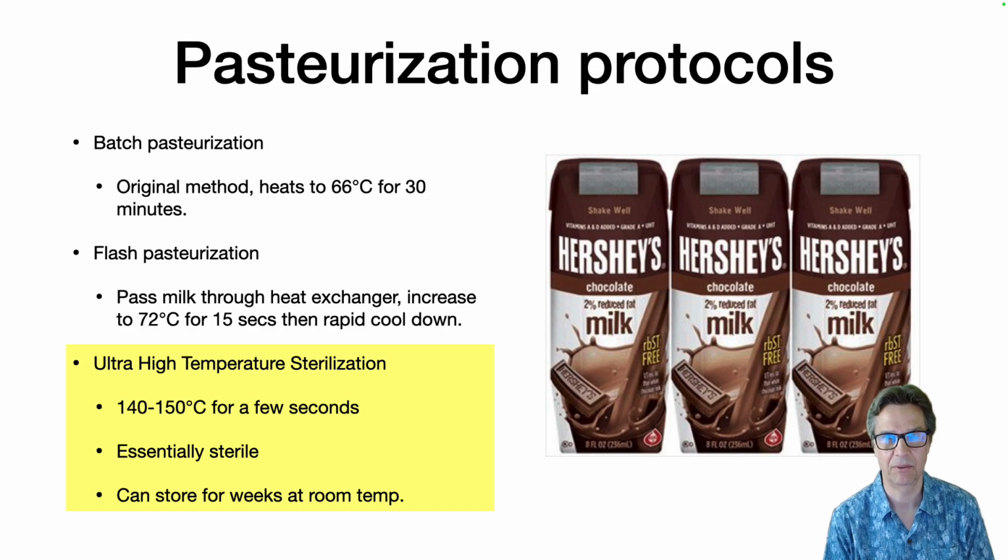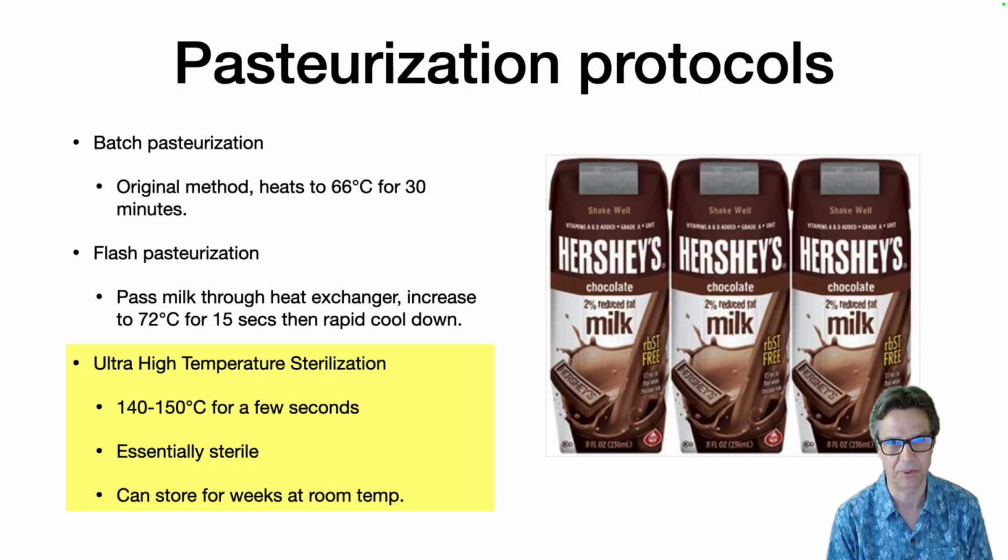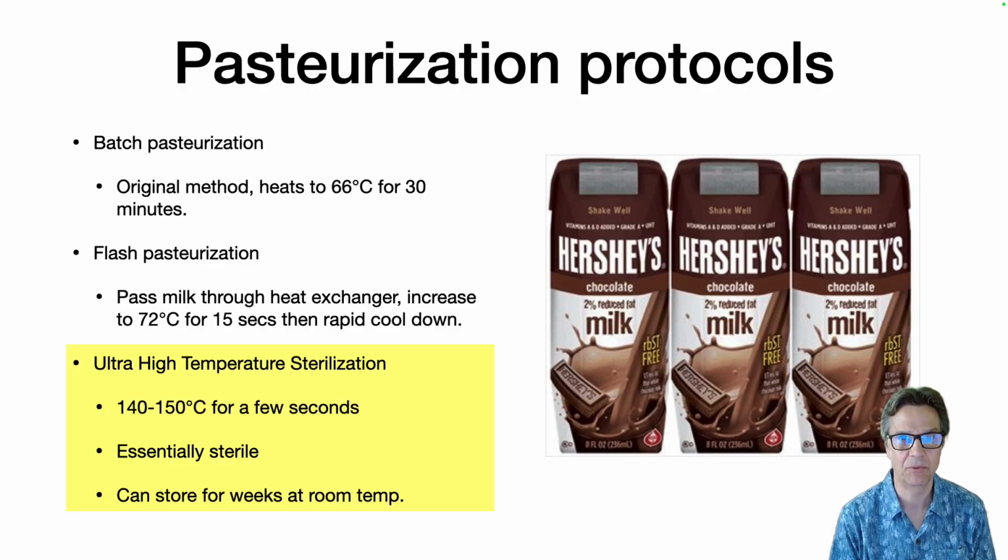Ultra-high temperature sterilization is another method of, quote, pasteurization. Liquid is held at 140 to 150 degrees Celsius for just a few seconds and results in the elimination of all microorganisms. Basically, it is a sterilization method. Material can be stored for weeks at room temperature after treatment.